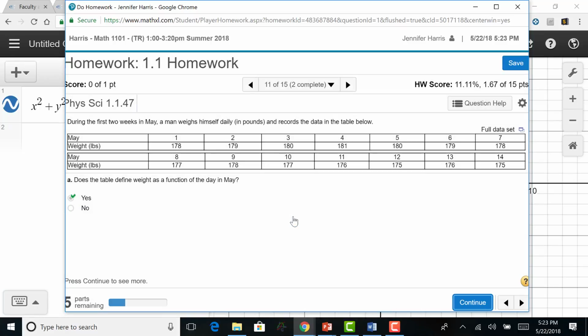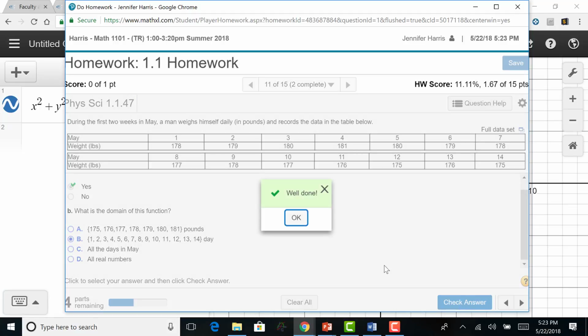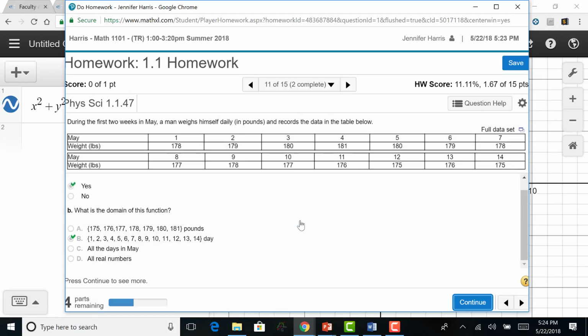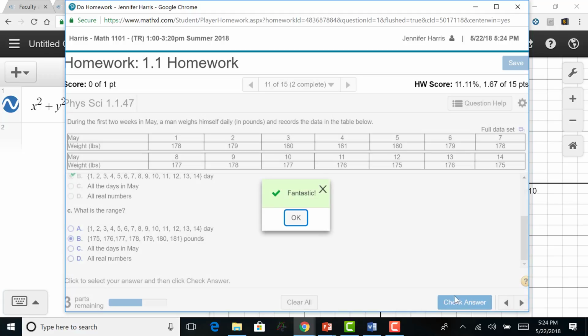Let me look and see what the next one says. All right, it's asking you for the domain. We know what the domain is, right? What's the domain? 1 through 14. So you know how to answer that question. All right, if we continue, it's going to ask you a different question. Now it says, what's the range? We already know what the range is. 178 to 175.